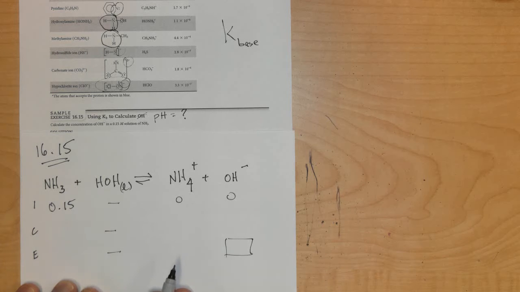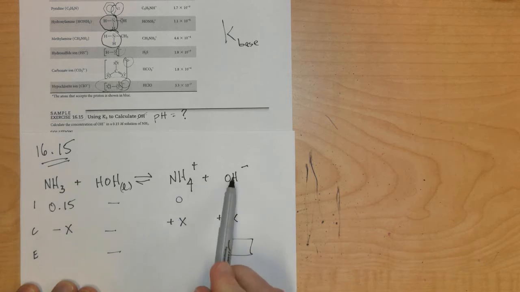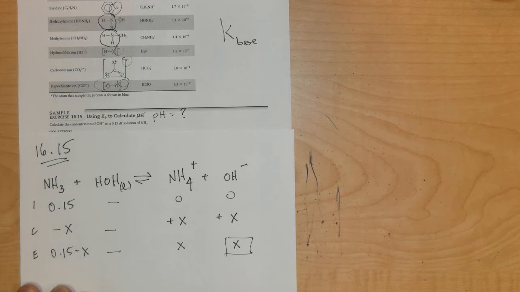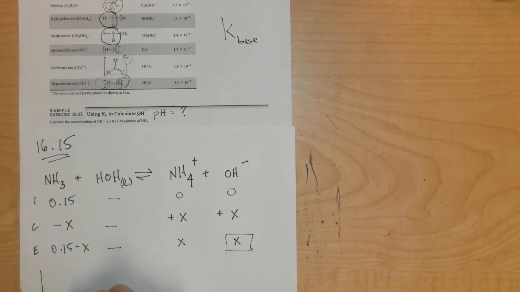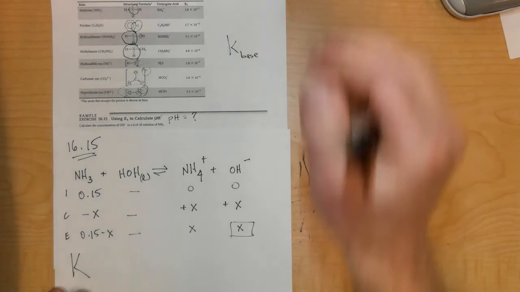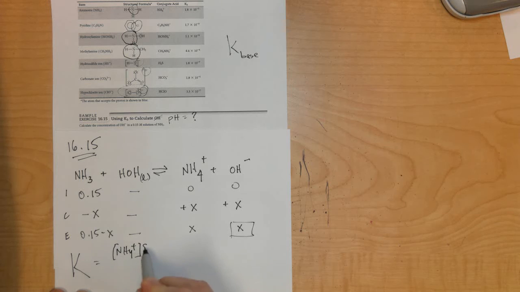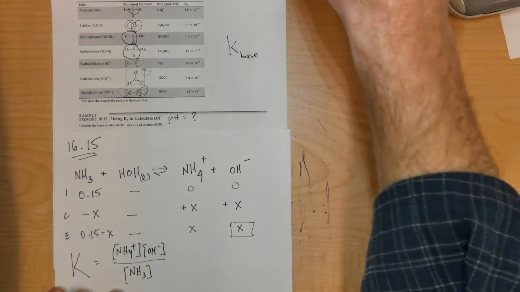And so now I have to use my favorite letter from math class, x, and I will lose that amount here. I will gain that amount here, and I will gain that amount here because it's a 1 to 1 to 1 ratio. At equilibrium, I will have 0.15 minus x, x amount, and x amount. And from that, I can write the K expression. The K expression would be products, NH4 plus times OH minus divided by NH3. Don't put water in there, remember, because it's a pure liquid.